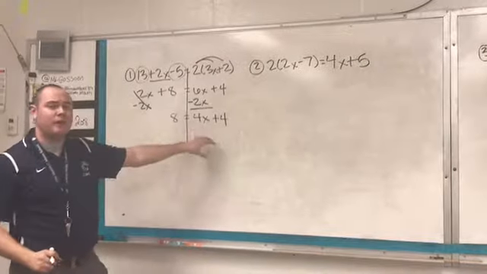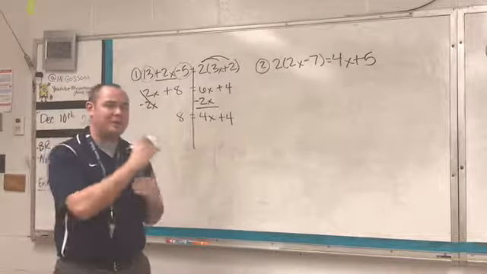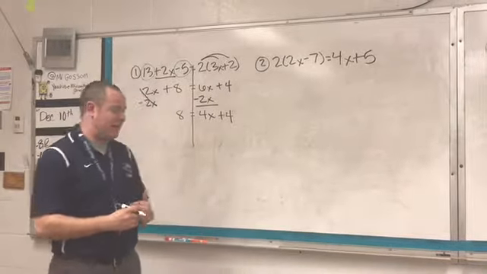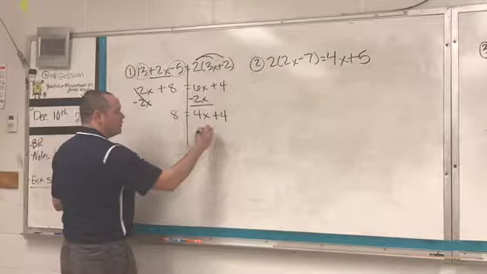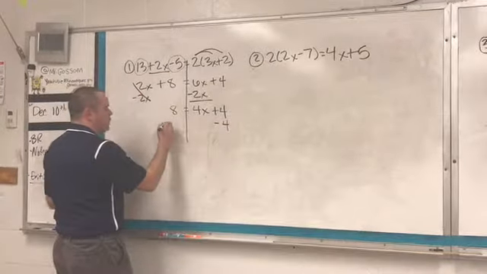Now from here, my goal is to get x by itself, so I want to get rid of everything else that's on the same side. The easiest thing to get rid of right now is a plus 4. So in order to get rid of a positive 4, we subtract 4.